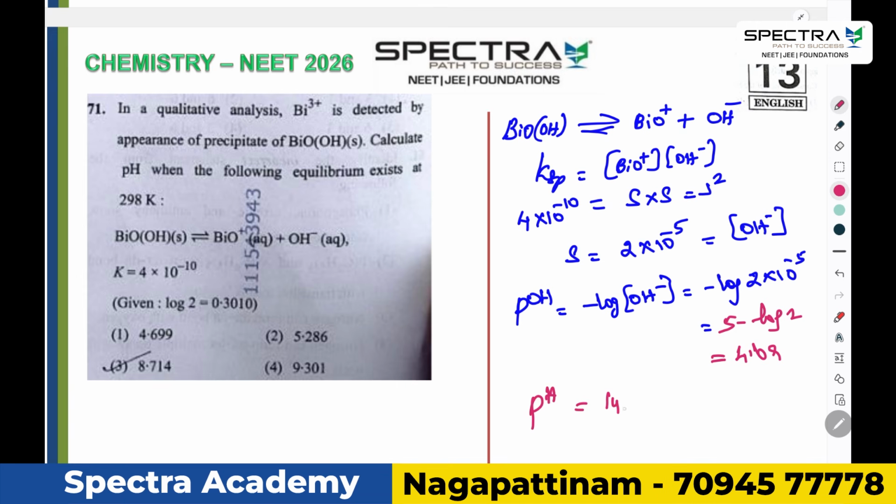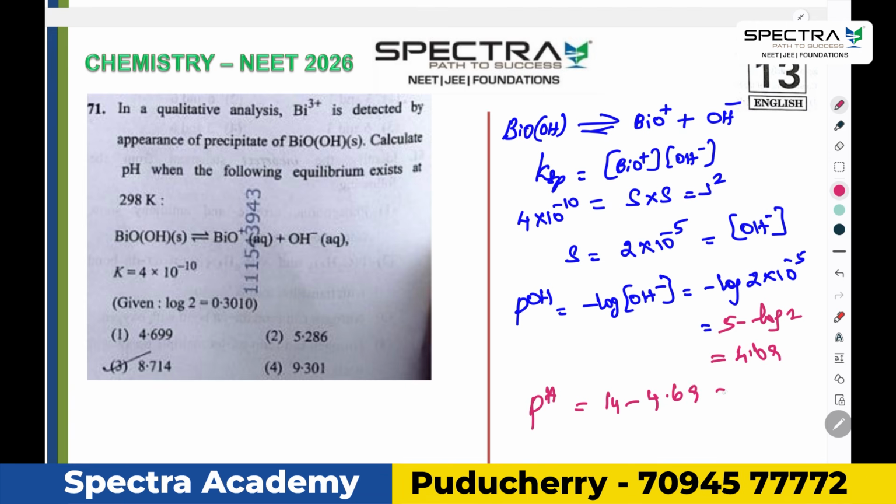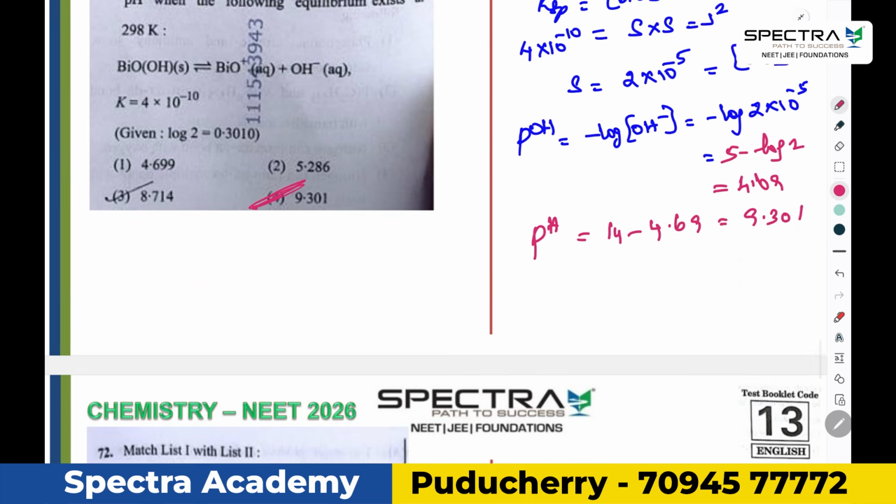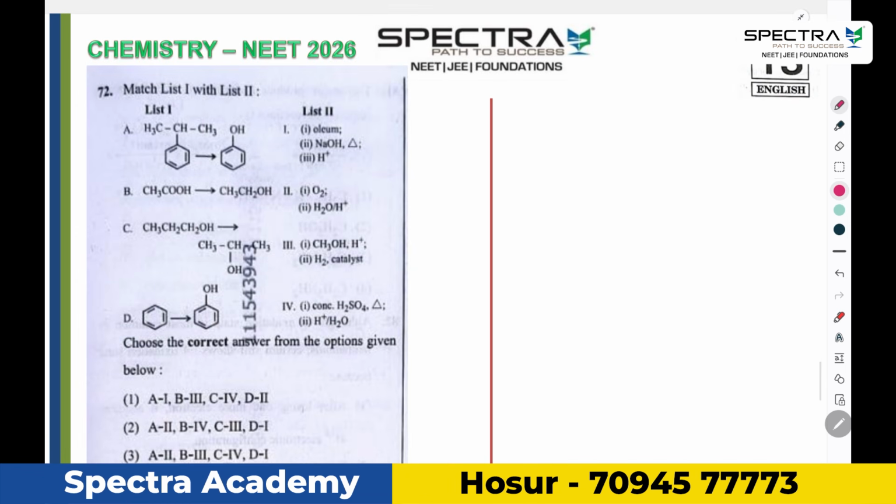Then pH is 14 minus POH. 14 minus 4.69. So the answer is 9.301. So the answer will be option 4. Option 4. Question number 72.